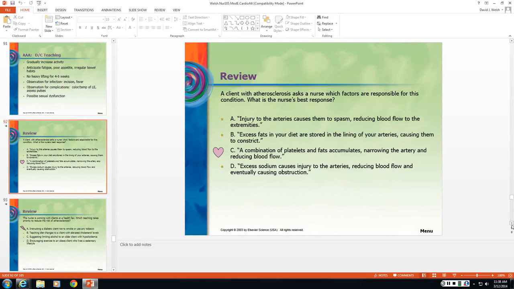Now some review. A client with arteriosclerosis asks the nurse which factors are responsible for this condition. What's the nurse's best response? A, injury to the arteries causes them to spasm, reducing blood flow to the extremities. B, excessive fats in your diet are stored in the lining of your arteries, causing them to constrict. C, a combination of platelets and fats accumulates, narrowing the artery and reducing blood flow. Or D, excessive sodium causes injury to the arteries, reducing blood flow and eventually causing obstruction. So the correct answer is C.